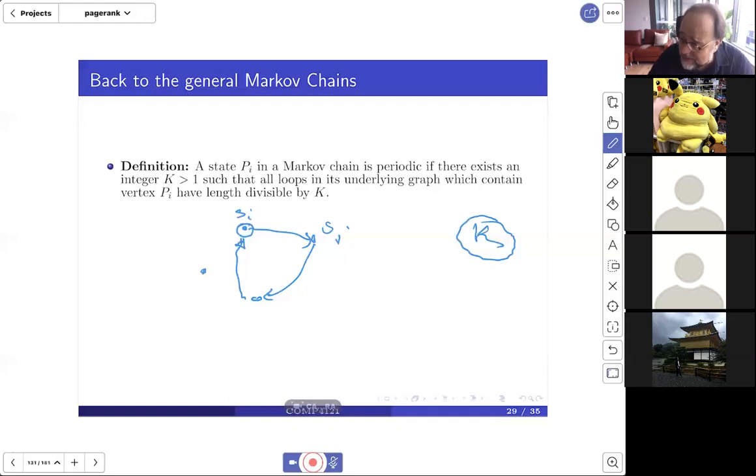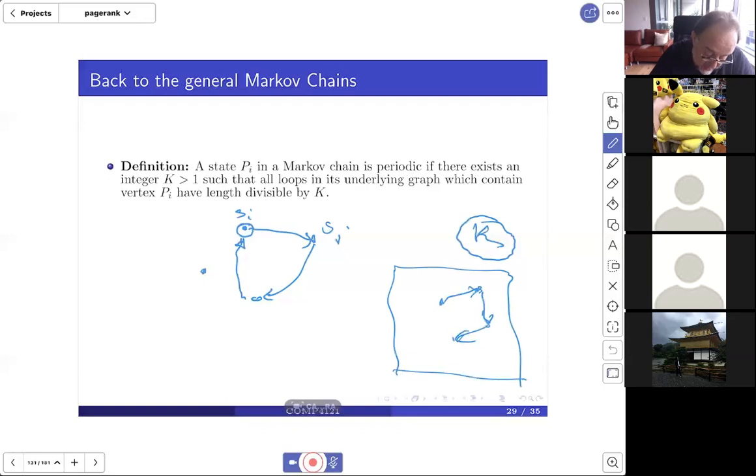Why is it the case that there is no web page so that every loop through the corresponding graph, the number of edges must be divisible, for example, by 3 or any other number? Why is this not the case?